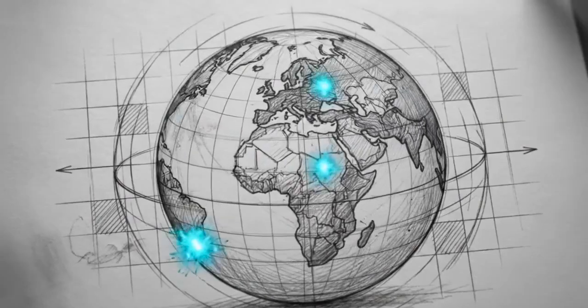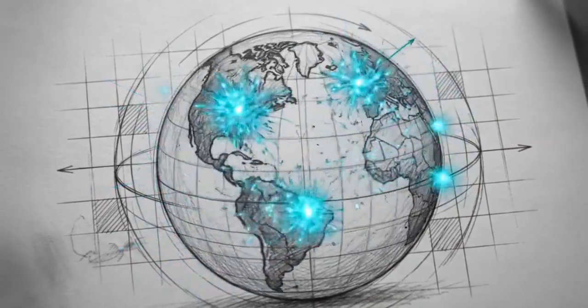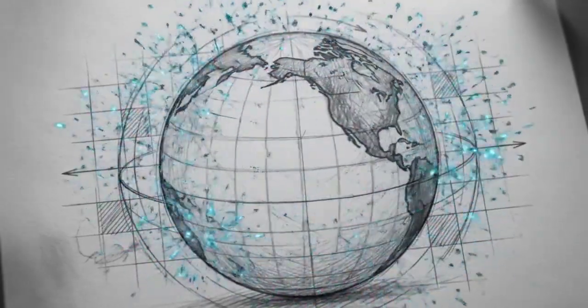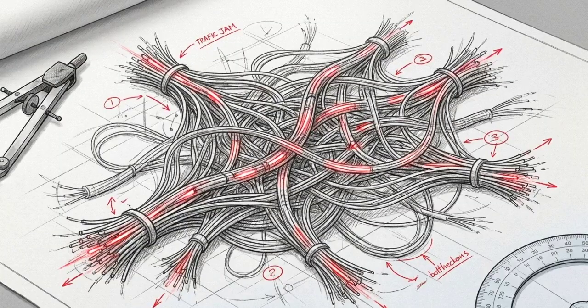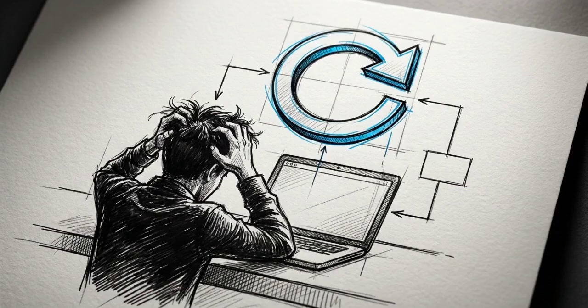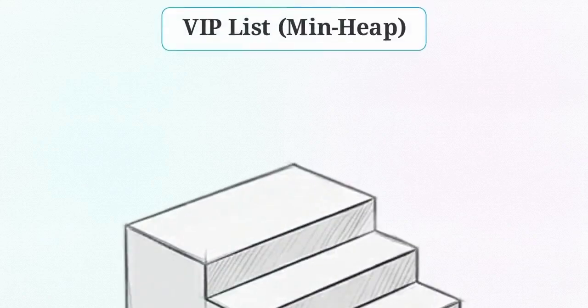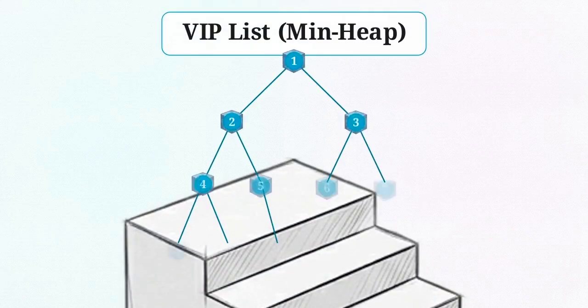Now imagine a social media app trying to figure out the top 10 trending topics globally out of a billion posts happening every minute. Mathematically sorting a billion items from most popular to least popular would freeze the entire system. You can't stop the internet every time a user refreshes their page. The solution is a min heap, a VIP list with 10 slots.